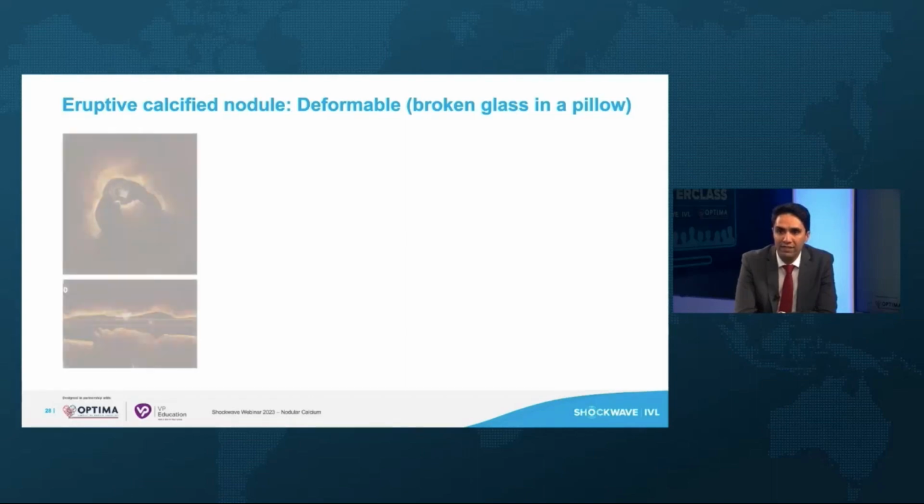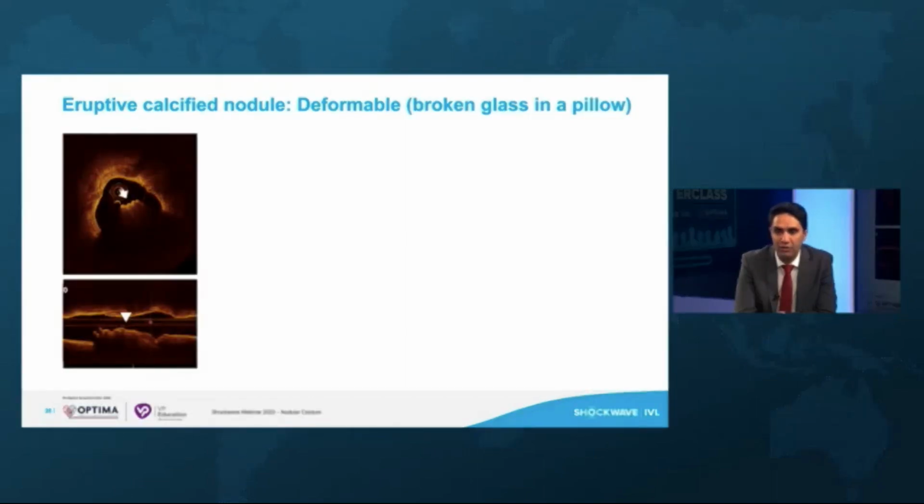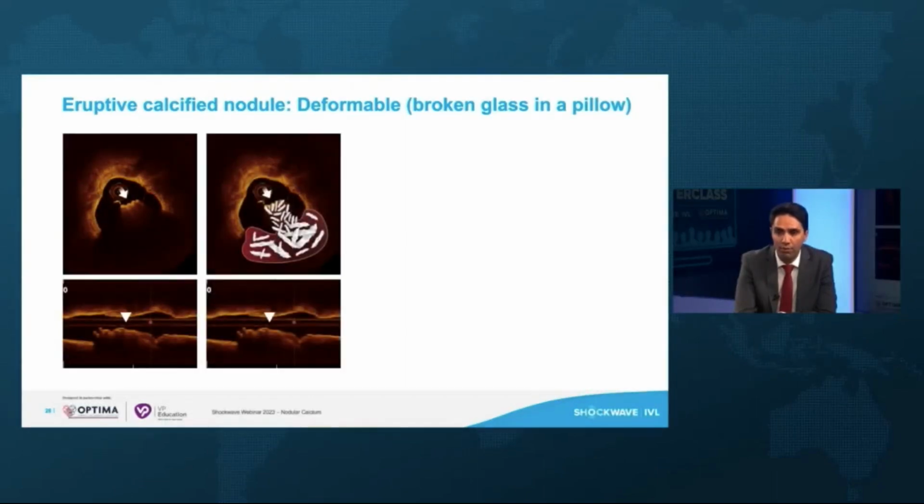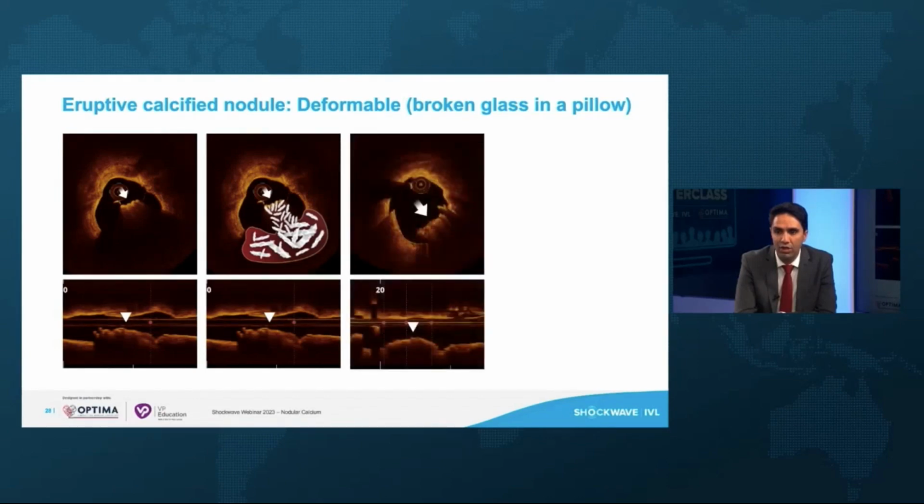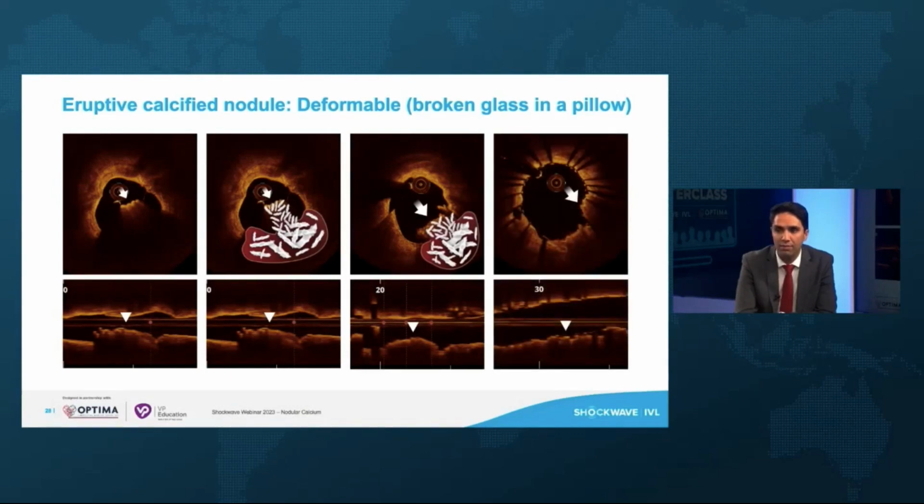So if we look for an example at an eruptive calcified nodule that's deformable, you can think of this like broken glass that's inside of a pillow. You can push this broken glass as if it was to break on your kitchen counter. You just sweep it out of the way. And once you place a stent on top of it, the broken glass will be pushed away. So eruptive calcified nodules are often deformable, biologically active, and you can push the shards of glass back into the intraplaque hemorrhage.